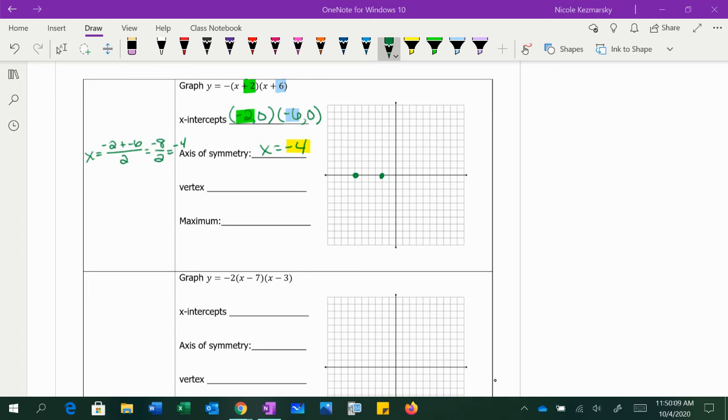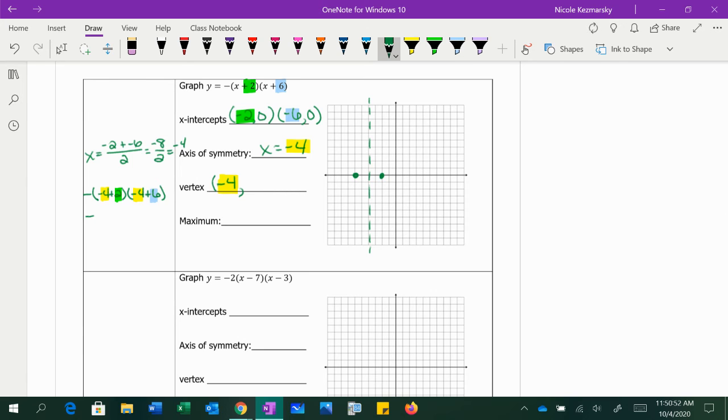So at -4, I'm going to sketch in my axis of symmetry. My vertex is going to be on that line, so the x value of my vertex has to match, and that's going to be at -4. Then I'm going to find my y value, so I'm plugging into the original equation. I'm saying negative, (-4 plus 2) and (-4 plus 6). And just to label these, the -4 is the yellow value, the green value is the 2, and the blue value is the 6.